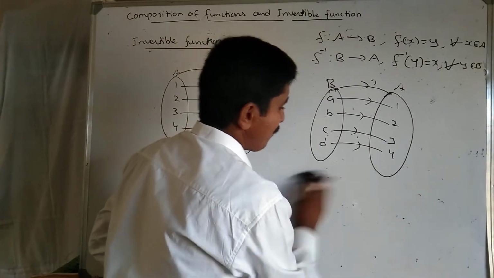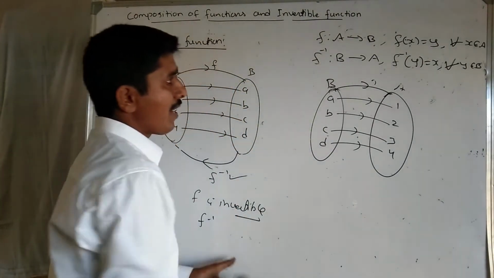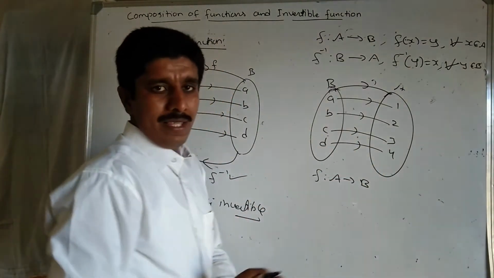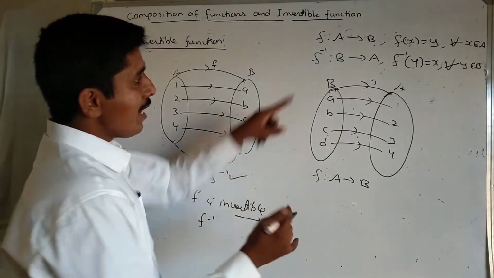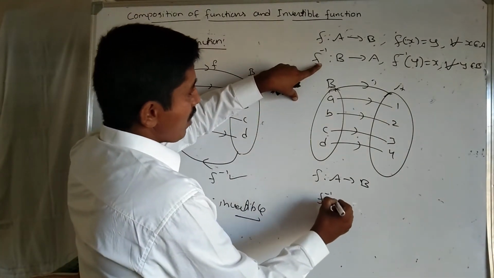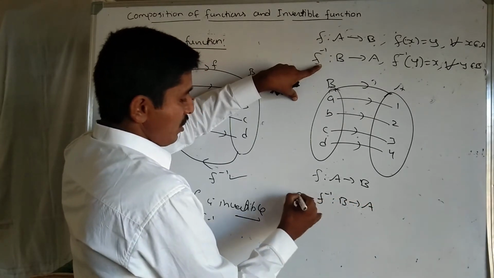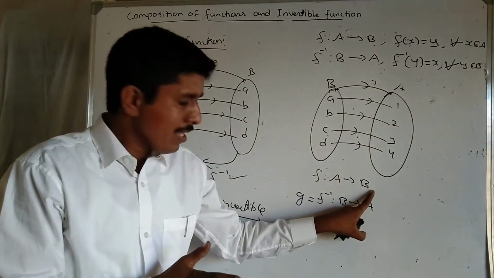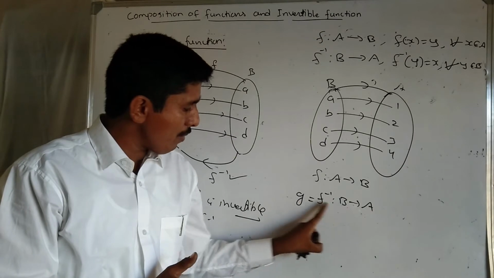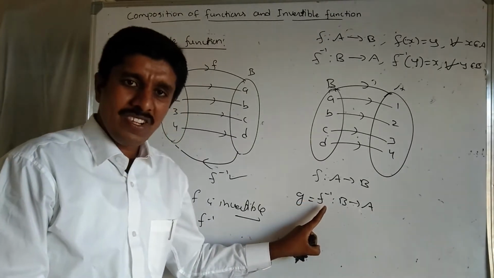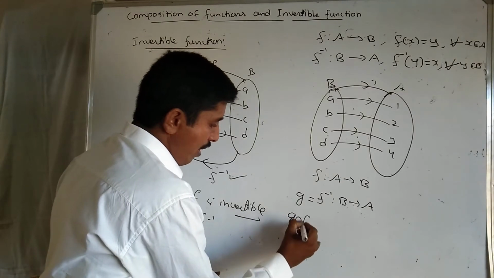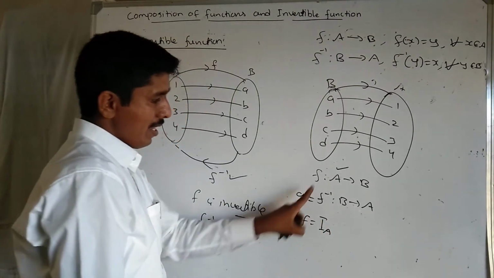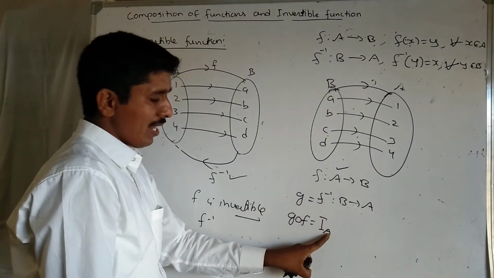Alternative definition. A function f from A to B is said to be invertible if there exists a function f inverse from B to A. Here I am denoting f inverse by g. So f from A to B is said to be invertible if there exists a function g from B to A, meaning g equal to f inverse, such that g o f equals the identity function on the domain set A, very important. The identity function on set A.